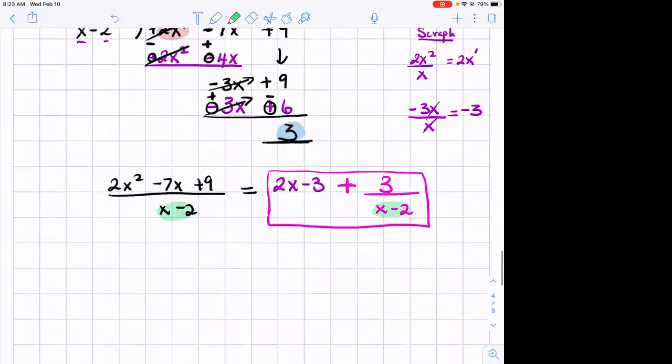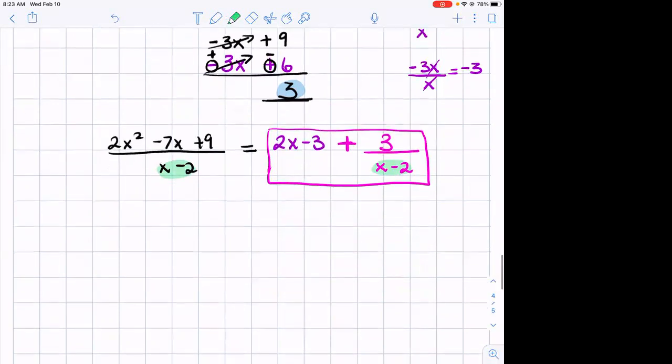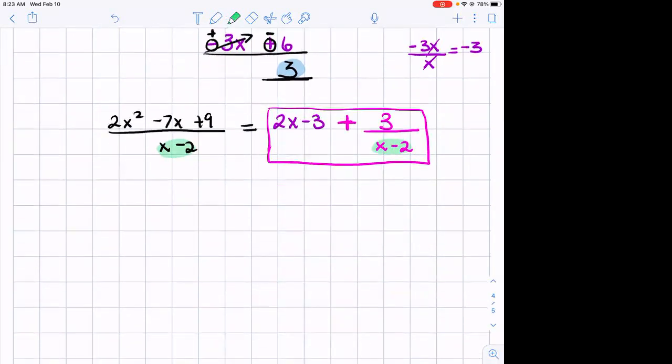And there is another way of writing this also, which for now I don't want you to pay attention to. If you're taking a pre-calculus course, then there are other ways of writing this. If it's an intermediate algebra course, then you can leave your answer like that.